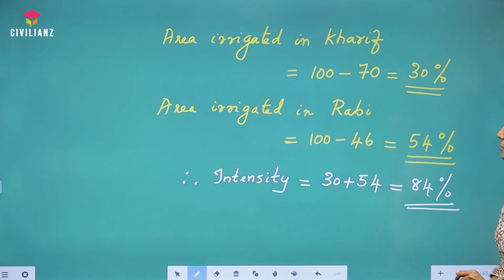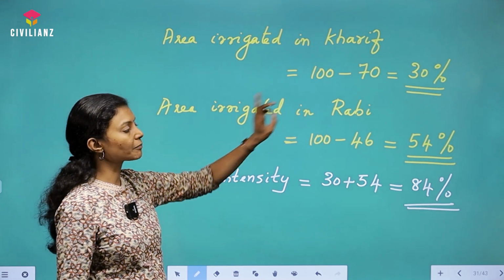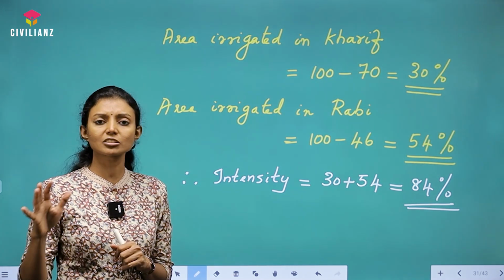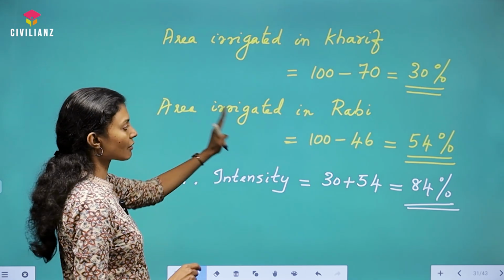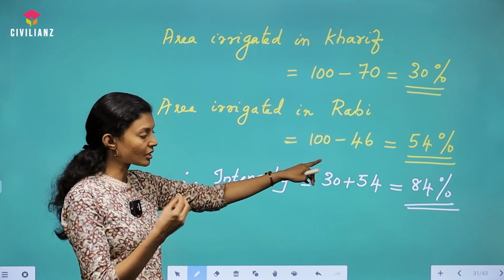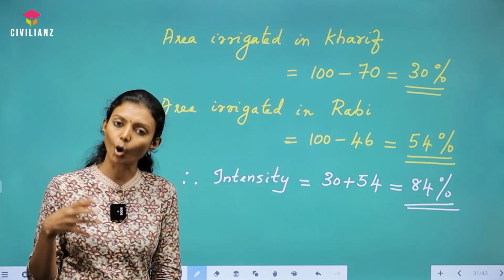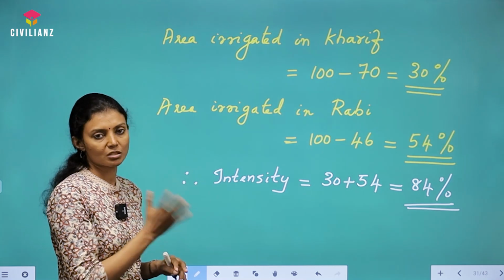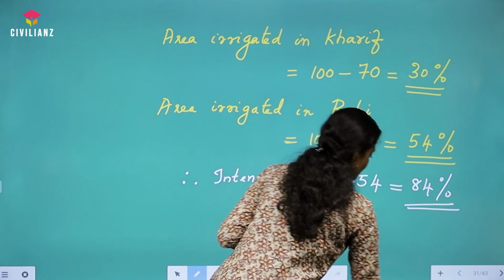Let me show you the steps. Area irrigated in Kharif, that is 100 minus 70 equal to 30%, because we are told that 70% remained without water. So 30% got water. In Rabi season, 46% remained without water, which means 54% got water. So intensity is the sum of both the seasons. 30 plus 54 is equal to 84%.